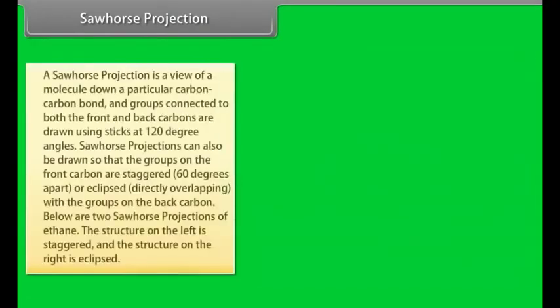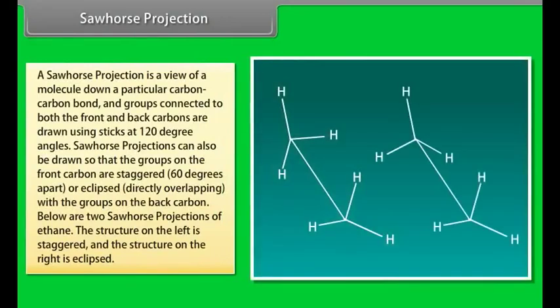Like with Newman projections, a sawhorse projection is a view of a molecule down a particular carbon-carbon bond, and groups connected to both the front and back carbons are drawn using sticks at 120-degree angles. Sawhorse projections can also be drawn so that the groups on the front carbon are staggered, 60 degrees apart, or eclipsed, directly overlapping with the groups on the back carbon. Below are two sawhorse projections of ethane. The structure on the left is staggered and the structure on the right is eclipsed. These are the simplest sawhorse projections because they have only two carbons and all of the groups on the front and back carbons are identical.